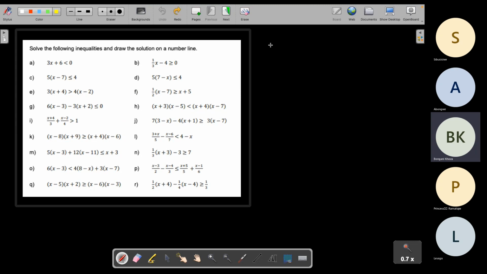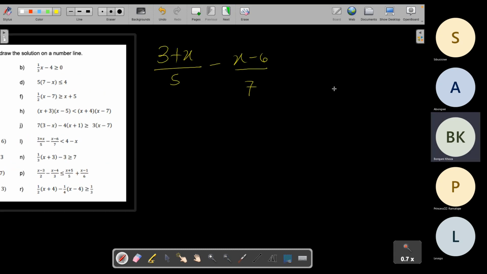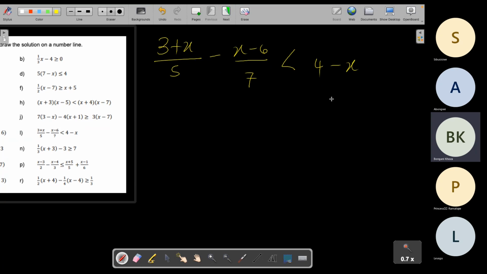All right, so we can do I. We are given (3 plus x) over 5 minus (x minus 6) over 7, all of that is less than 4 minus x. Should I give you a minute or two to try this one out?